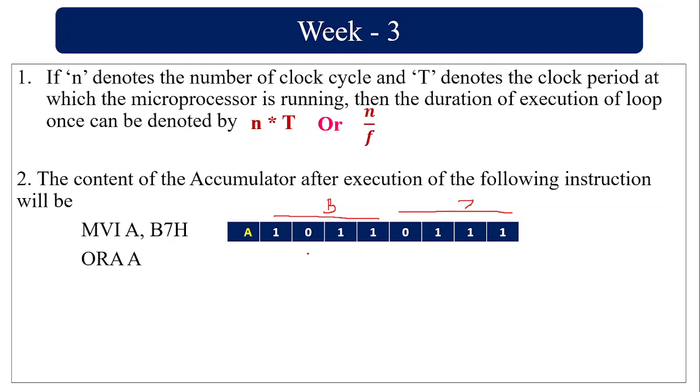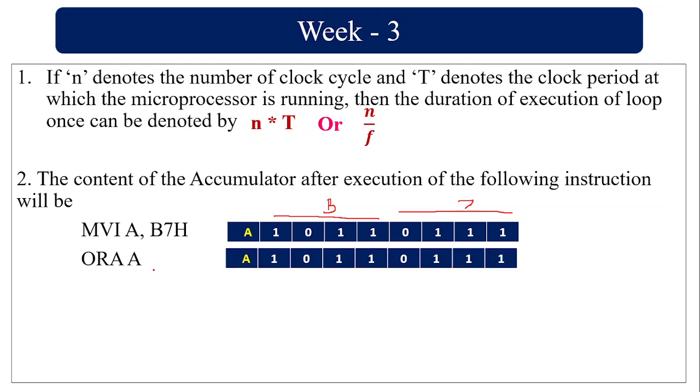Now ORA is nothing but a logical OR operation. So if any one of your contents is 1, the output is 1. So here, if you are performing the logical OR operation with your accumulator, the same content will be displayed in the accumulator. Next, the carry will be 0. For the logical OR operation, the carry will be reset. So carry is 0 here.